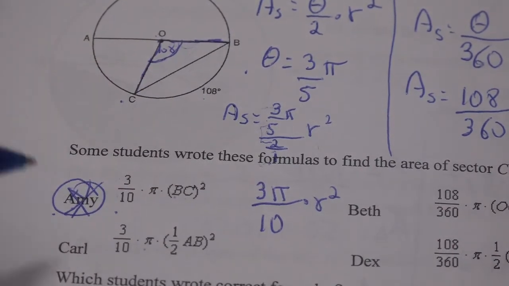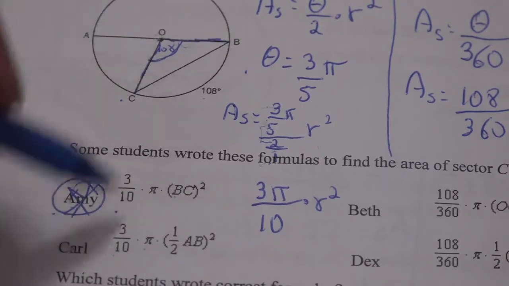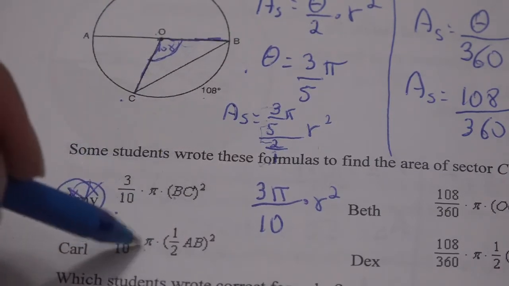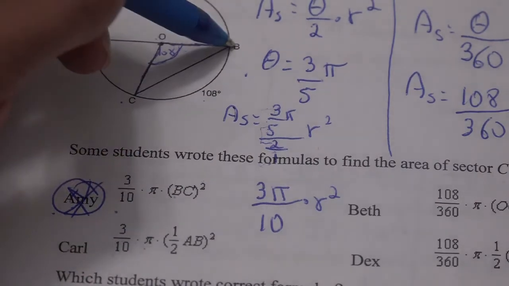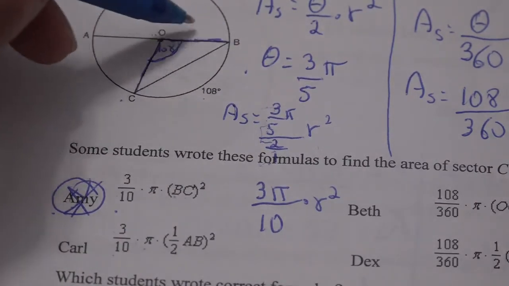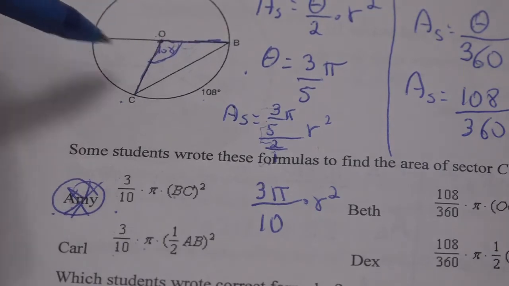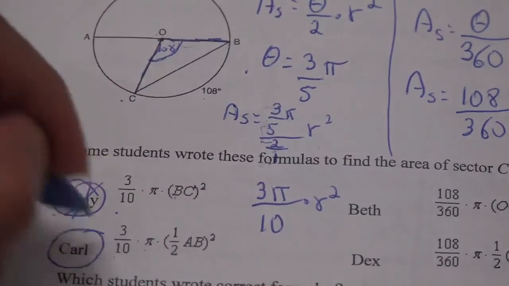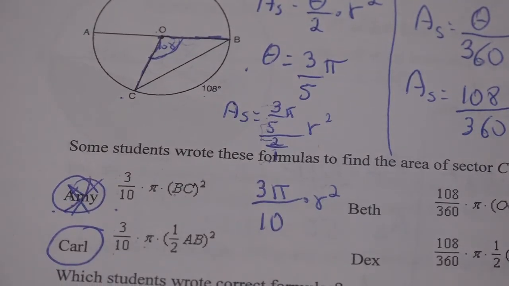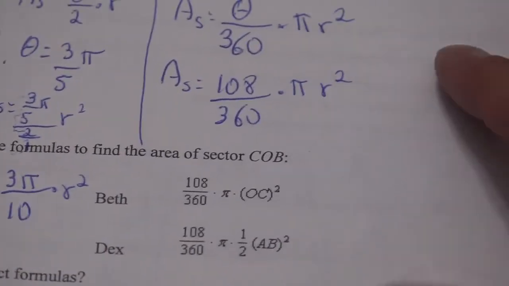Okay. Now let's see. 310. Okay, we got that. Times pi, we got that. Times 1/2 AB. AB is the diameter. And half of that is either this or that. That's a radius. And then radius squared, yes. Okay, Carl is correct. All right. Now let's go on to the other side.